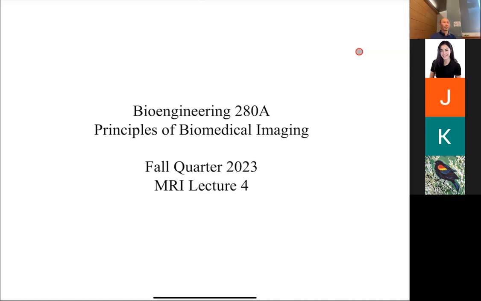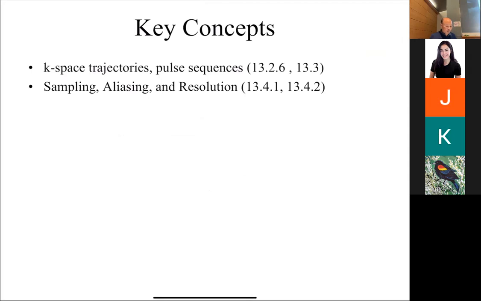Any questions on the course logistics or materials before we start in on this lecture? No? Okay, so let's get started then. Today we're going to review K-space trajectories and pulse sequences and get into sampling, aliasing, and resolution. The idea is by the end of this lecture, hopefully, you'll have some sense of what actually goes on at the MRI console, what the parameters are that the technicians or the doctors are putting in. And so that's a basic understanding there.